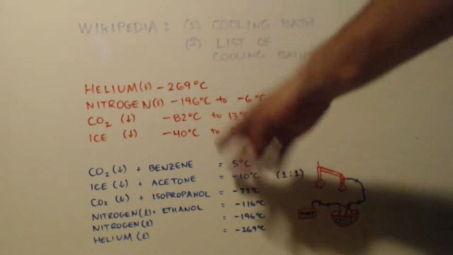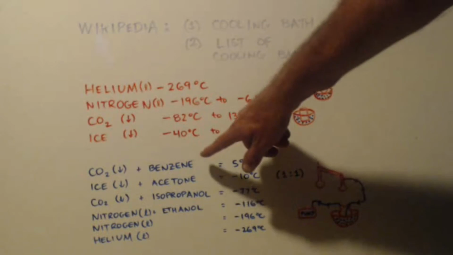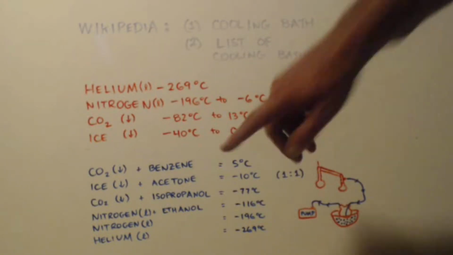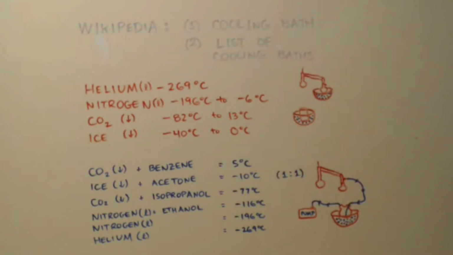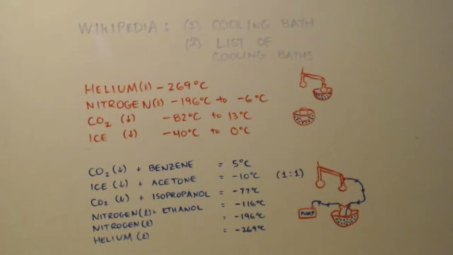And this is just a little list here. There's a bigger list, like I said, on Wikipedia. But let's say you put dry ice inside benzene, right? You put it in benzene, you're going to get 5 degrees Celsius. Let's say you put it in isopropanol, you're going to get minus 77 degrees Celsius. The thing is these things won't freeze, you know what I mean? Isopropanol is not going to freeze at minus 77.